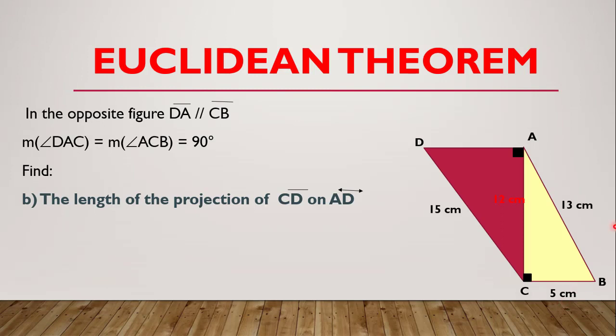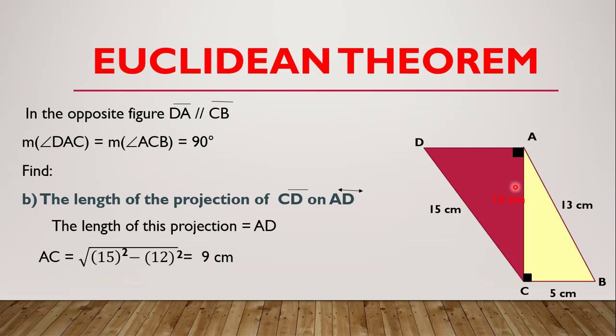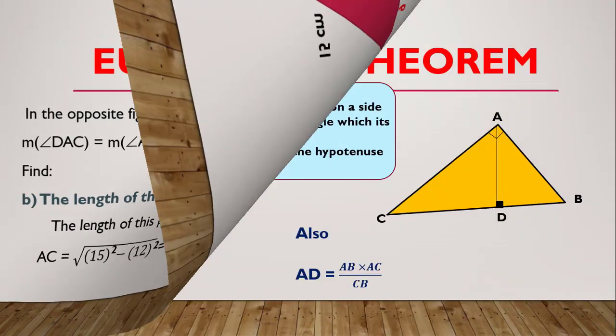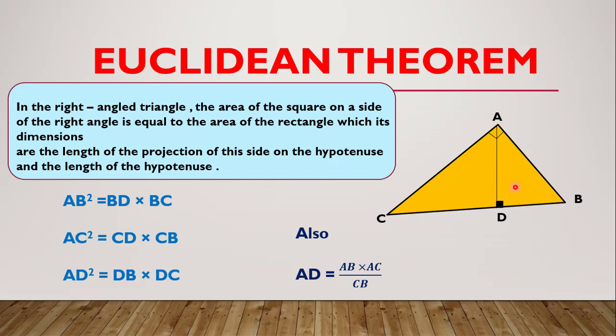Now I want to calculate the length of AD. I have another right angle triangle ADC. I have two side lengths, 12 and 15. I want the third, so I can use Pythagoras theorem again. The length of AD equals the square root of hypotenuse power 2 minus the other side power 2. So it will be the square root of 15 power 2 minus 12 power 2, which is 9 centimeters. So now I calculated the two projections. Let's move to Euclidean theorem.